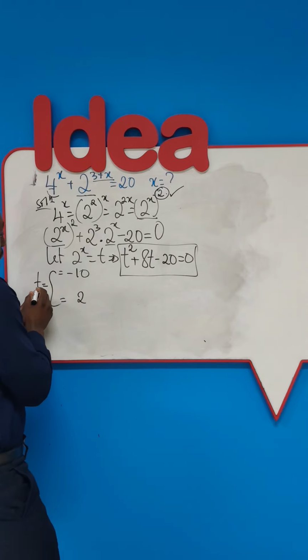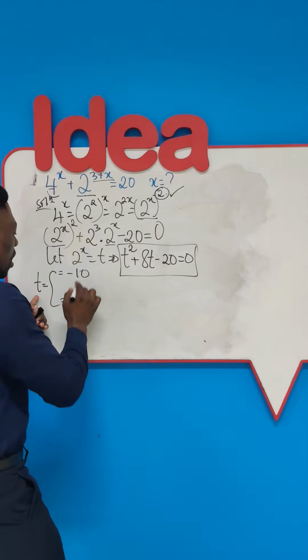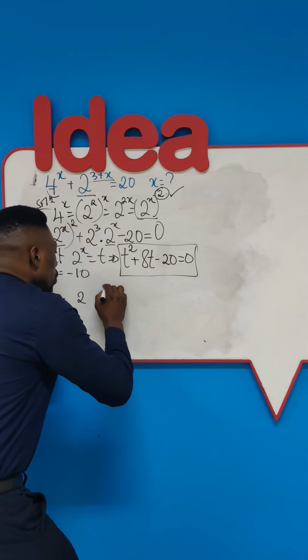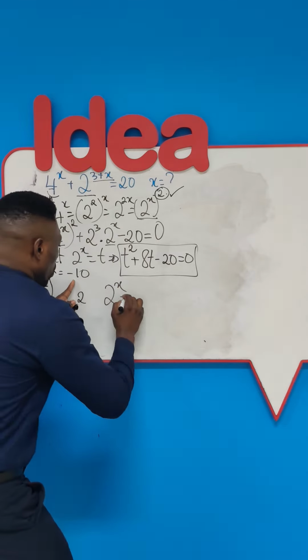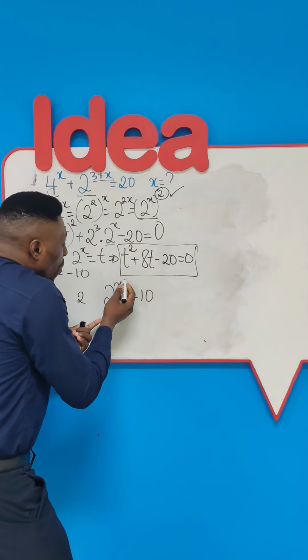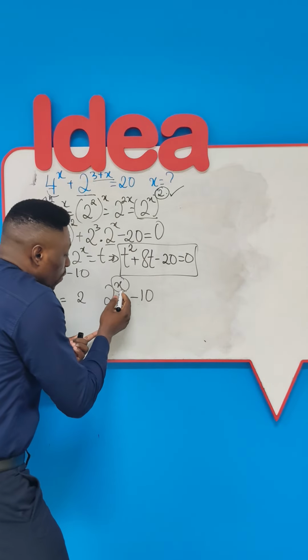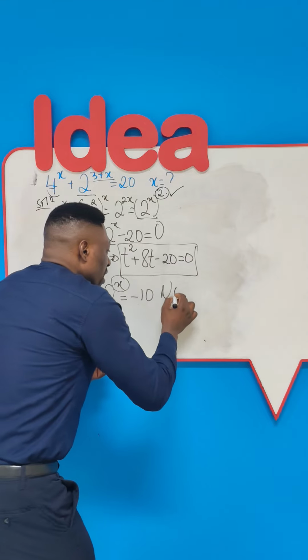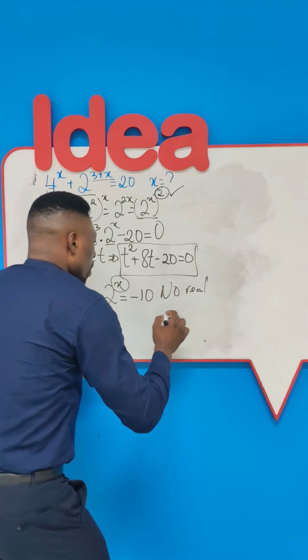Now, don't forget that our t is actually 2 to the power of x. So I will say 2 to the power of x, for this first solution, equals negative 10. You will notice that there is no value in the domain of real numbers which, if you substitute here for x, will give you this. So this has no real solution.